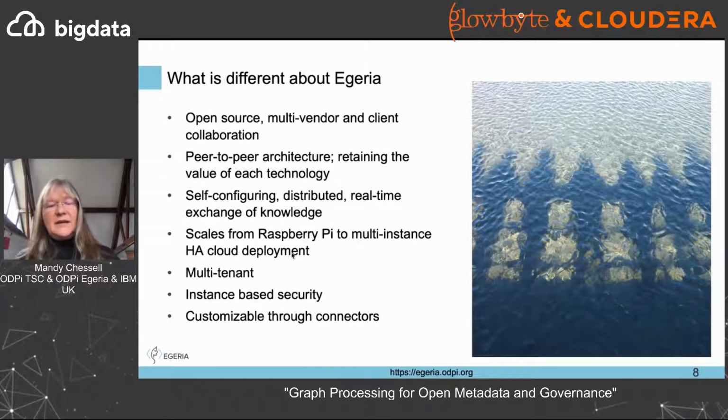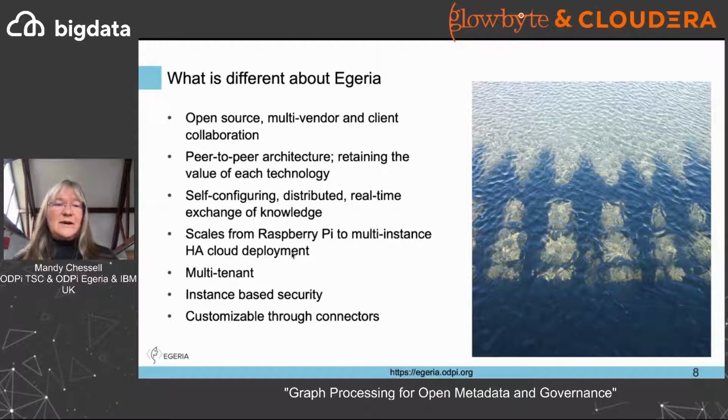The other thing that's important is that metadata is needed by teams that are not necessarily overflowing with lots of people with deep technical knowledge about how you set up and configure distributed systems. So we need to make Egeria as simple as possible and self-configuring, even though it's doing a very complex problem.